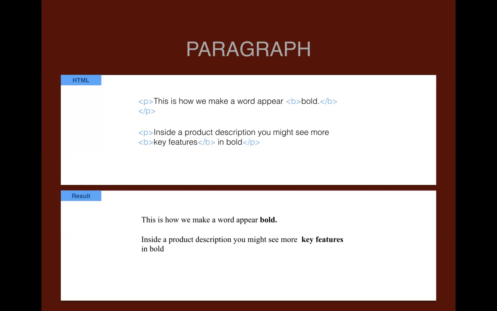All right. So this is how it looks in the normal setup on how you type it. So this is how you make a word appear bold. So the word bold. Around the word bold, you have to put the opening tag and the closing tag. Okay. So how it appears, it will appear that way. Now the result is at the bottom.